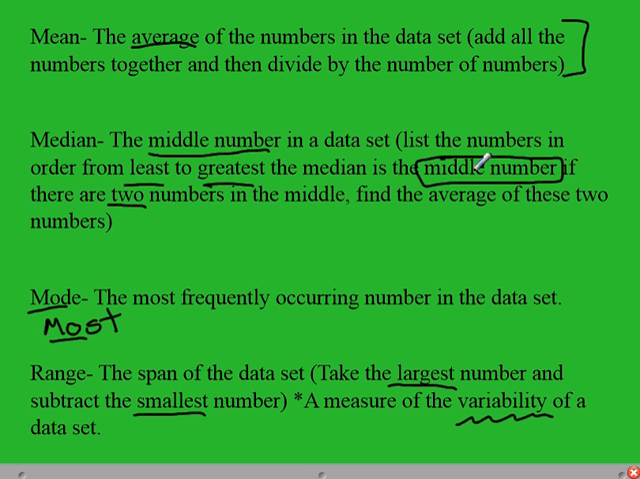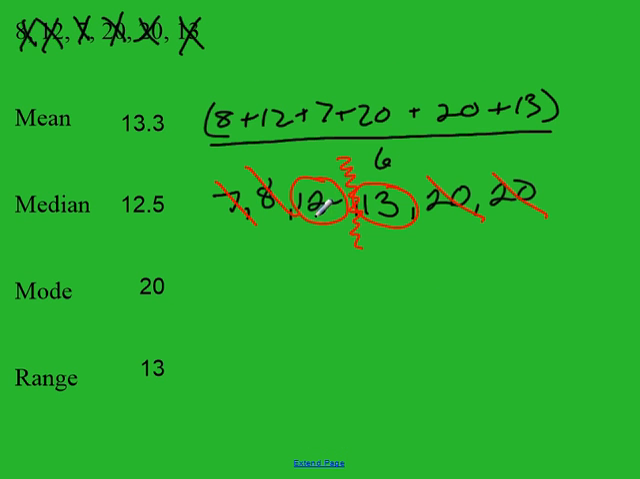And if we look at our definition, if there are two numbers in the middle, find the average of these two numbers. So we have to take an extra little step here. We have to find the average or the mean of 12 and 13. So we're going to take 12 plus 13, add the numbers together, and divide by the number of numbers, which in this case is 2. And that will give me 12.5.